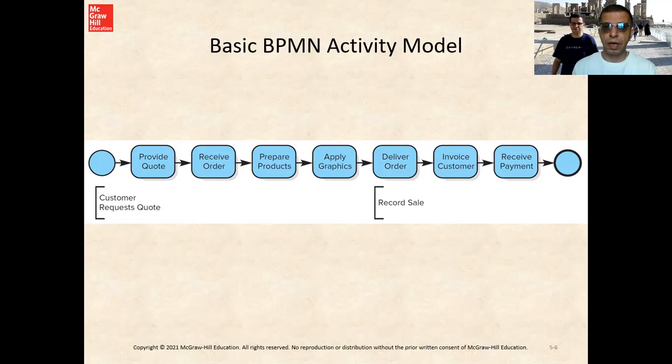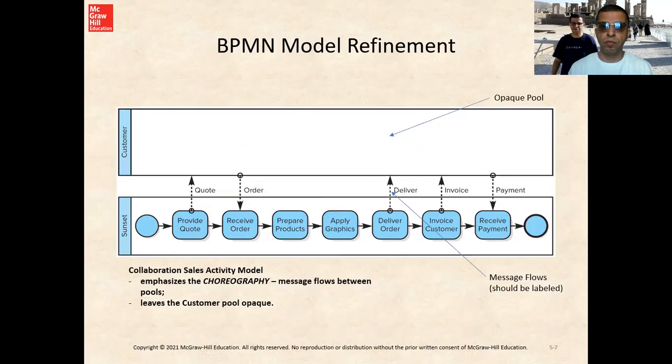So we spoke about the BPM, and basically all these things can be summarized here. First, you provide the quote, and then you receive the order. The customer requests a quote from outside, then you provide the quote, you receive the order, you prepare the product, you apply the graphic on it, you deliver the order, you invoice the customer, and you receive the payment. There is a customer request quote part, and there is a sales record available also. To refine the details, if we say there are two pools, we're not going to look at the details of the customer pool, but we'll look at our pool, which is Sunset.